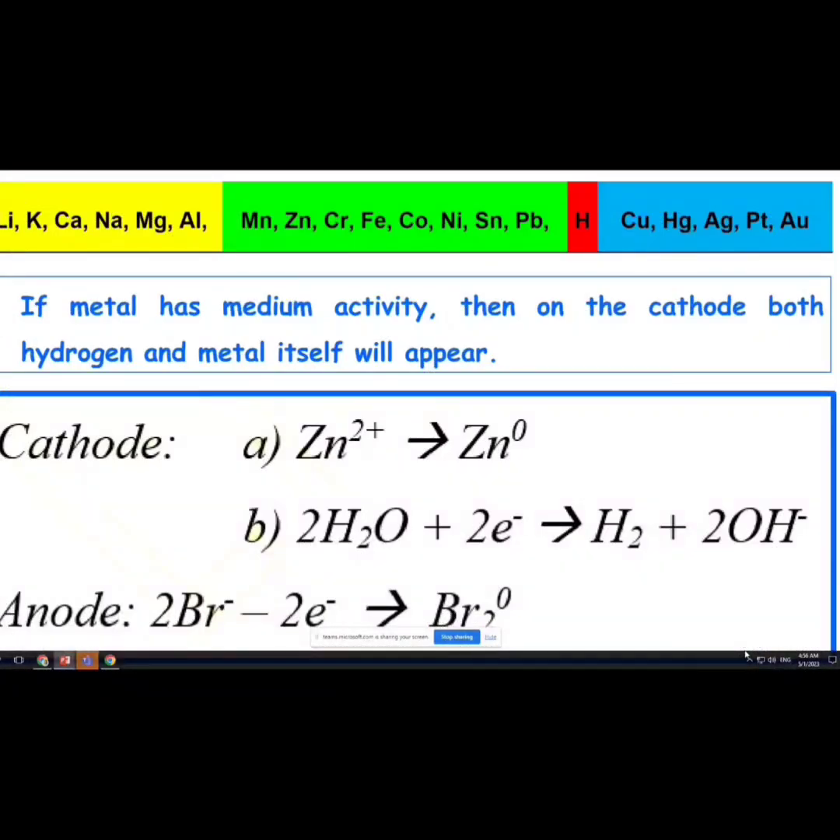As a medium activity metal, we take zinc. Zinc bromide. Look, we've taken zinc bromide here. I will write the reaction.